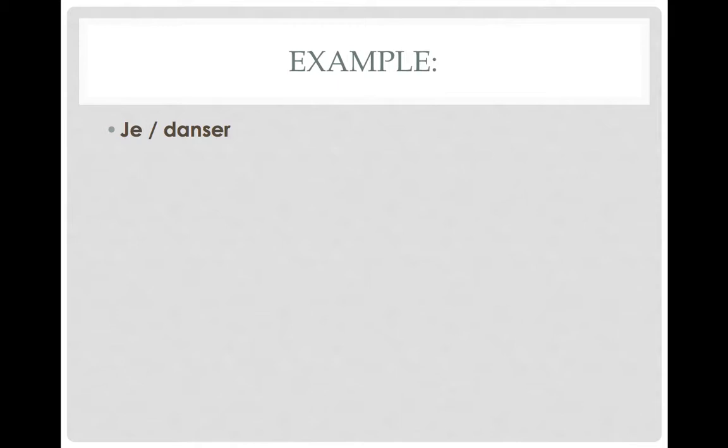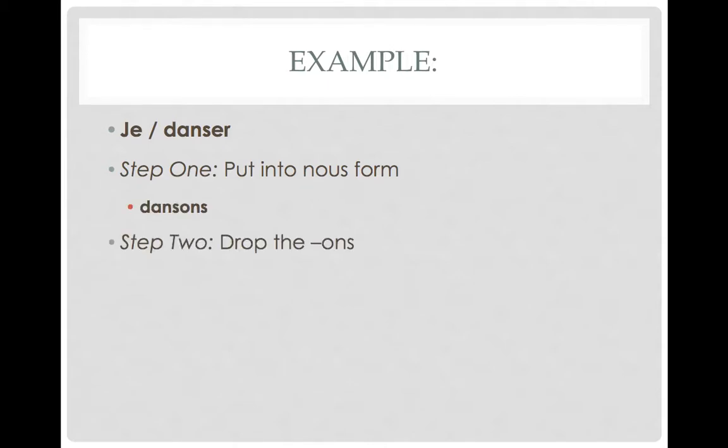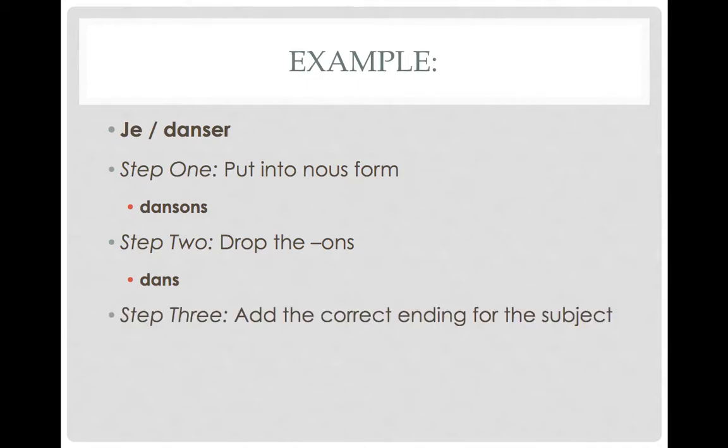So to conjugate it, our first step is to put it into nous form. Since danser is a regular ER verb, that'll put us with dansons. Step 2 is to drop the ONS, which leaves us with dans. Step 3 is to add the correct ending for the subject, which if you look back at your notes or at the last slide, the correct ending for je would be AIS, which leaves us with dansais.